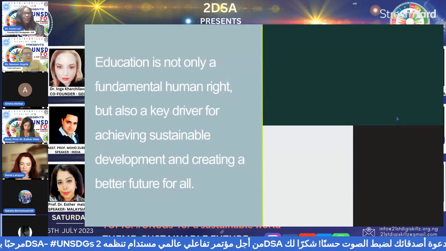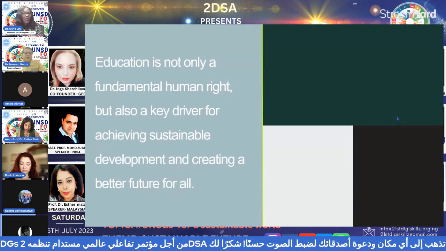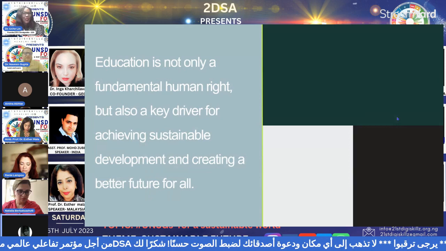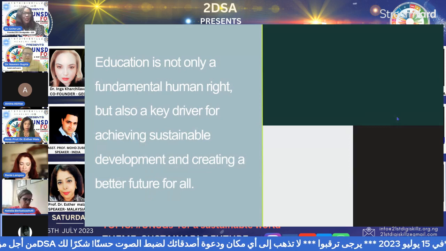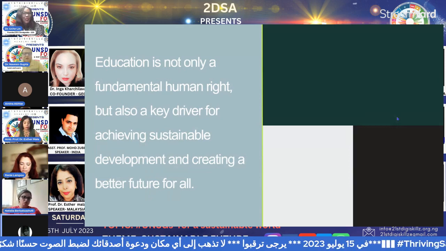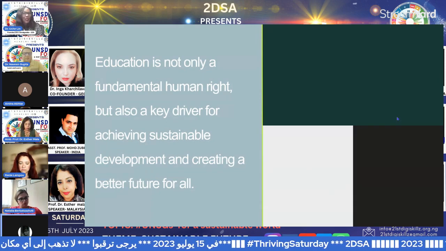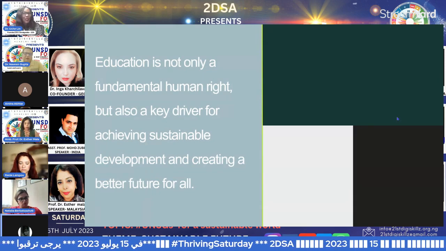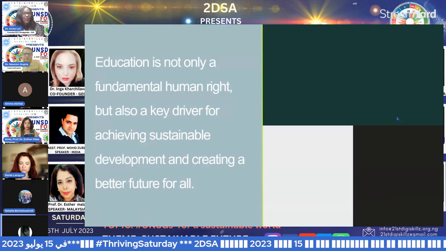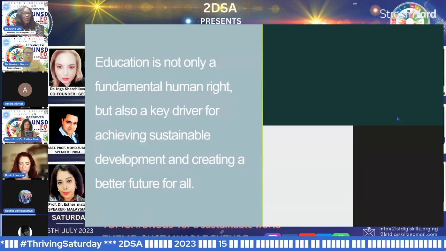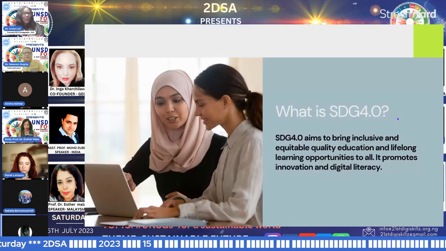Now, what is that? Education is not only a fundamental human right, but also a key driver for achieving sustainable development and creating a better future for all. So if we teach everyone for sustainable development, it means that we are making the world a better place to live. And that is only possible through education.